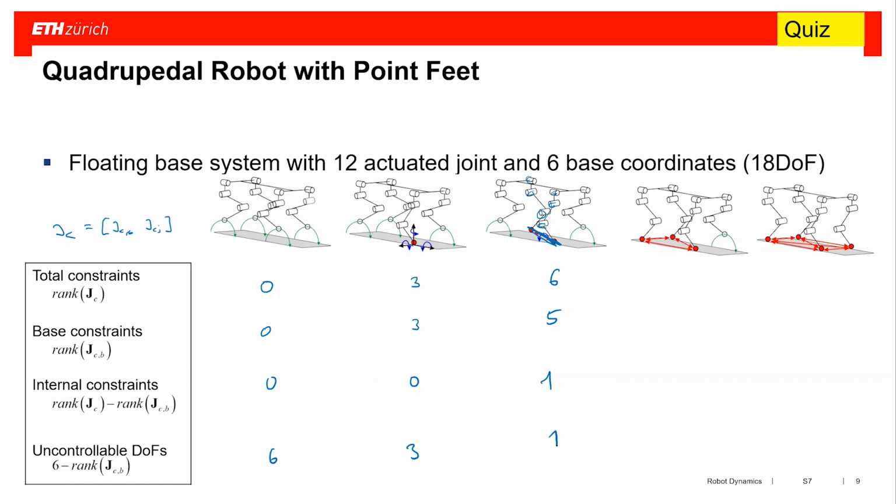Then let's put 3 legs in ground contact. Here we have 9 total constraints. If I have 3 feet in ground contact, obviously I cannot move my base anymore. So the base rank must be 6, and I have no uncontrollable degrees of freedom. If I look at the difference here, I have 9 minus 6 equal to 3. So I have 3 internal directions.